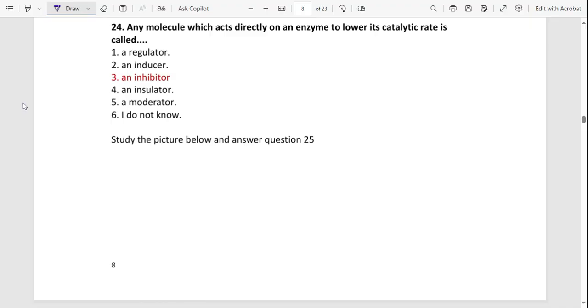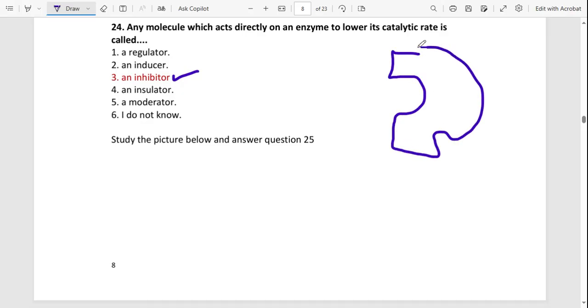Any molecule which acts directly on an enzyme to lower its catalytic rate, what do we call such a molecule? That's an inhibitor. And some inhibitors are going to bind, let's say this is the active site. This site we call the allosteric site. Any other site.